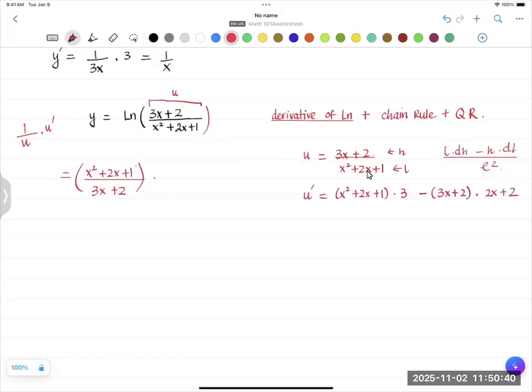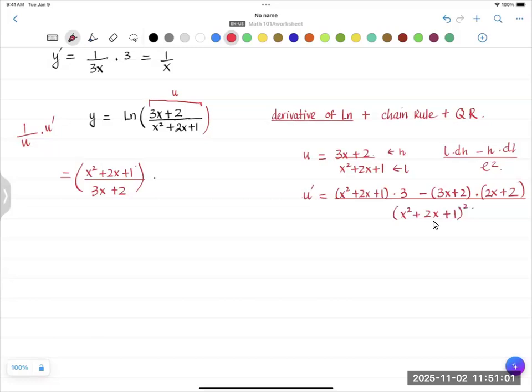And I mentioned a lot of times that when you have any expression that has multiple terms, make sure you put in the parentheses, otherwise your result will be wrong. Okay, and now all over low squared. So it's going to be x squared plus 2x plus 1 squared.